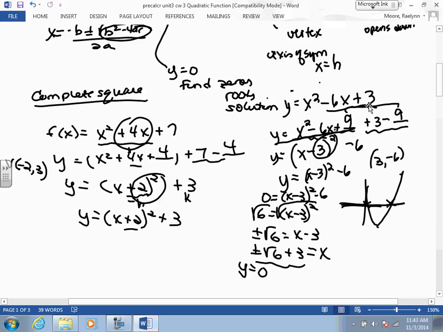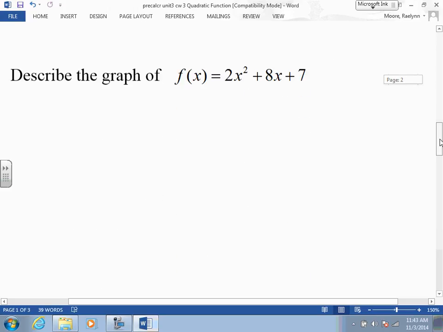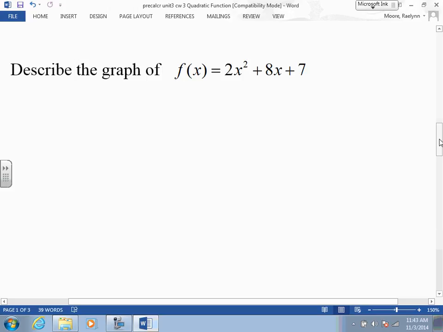Okay. Now, sometimes it's not that easy because A is not 1. A has to be 1 in order for you to take half of B. This is the example that's on the sheet that I gave you. So let's walk through this. You're going to come here.